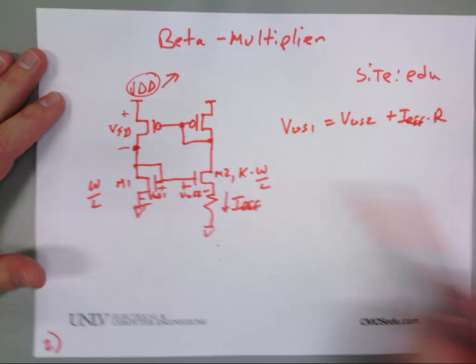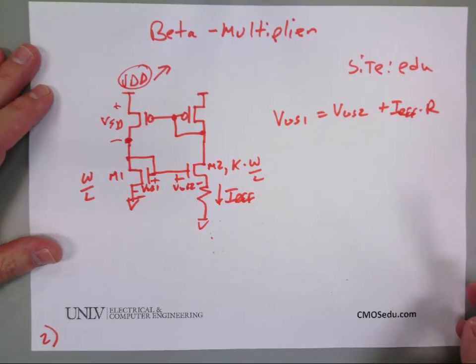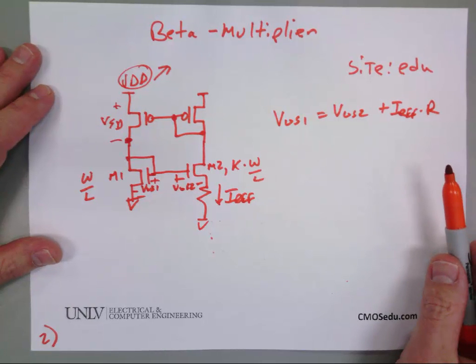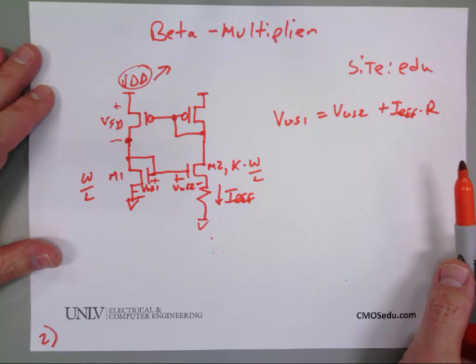Okay, tell me what to do next. So here's the quiz on Tuesday. Closed book, closed notes. Sketch the schematic for the beta multiplier reference and derive the equation showing how the current is determined.